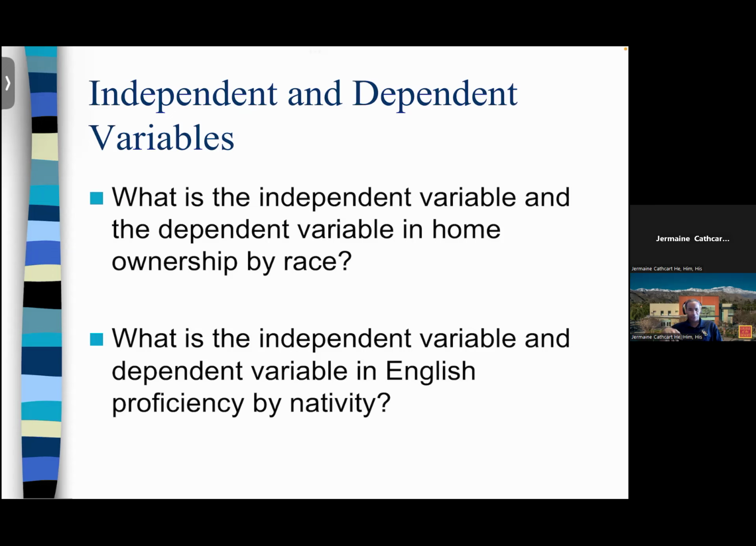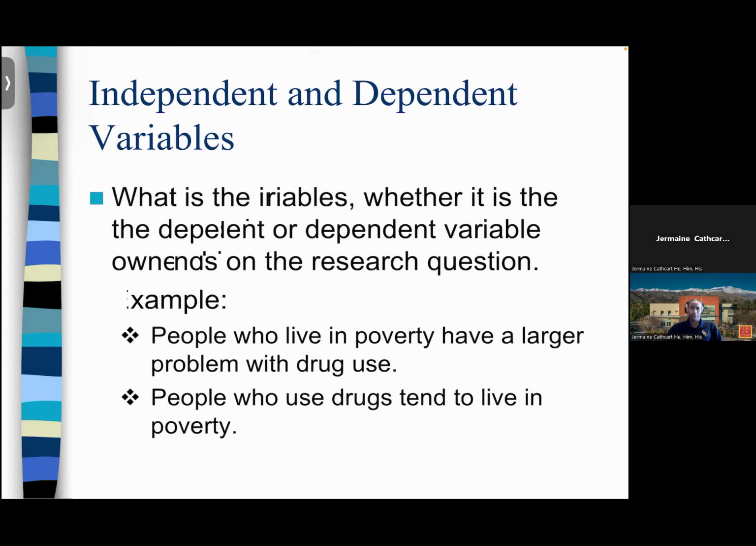And if we were to look at something like what is the independent variable between English proficiency and nativity? Nativity is whether or not you were born in an English speaking country like America, right? So nativity would be the independent variable, and the dependent variable would be English proficiency, right?